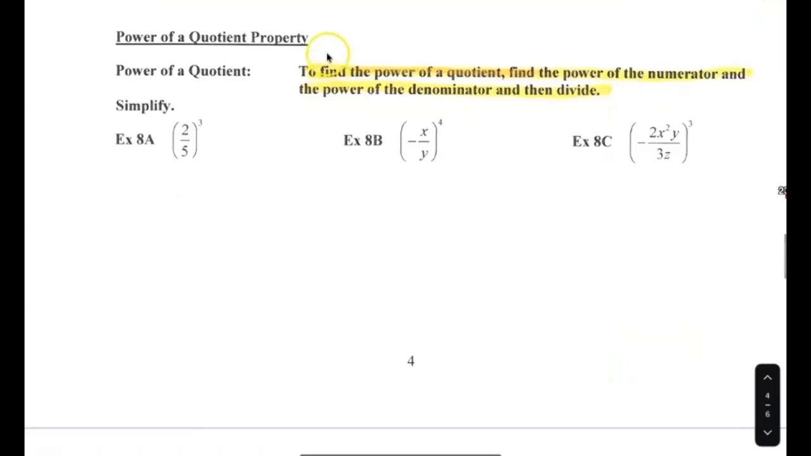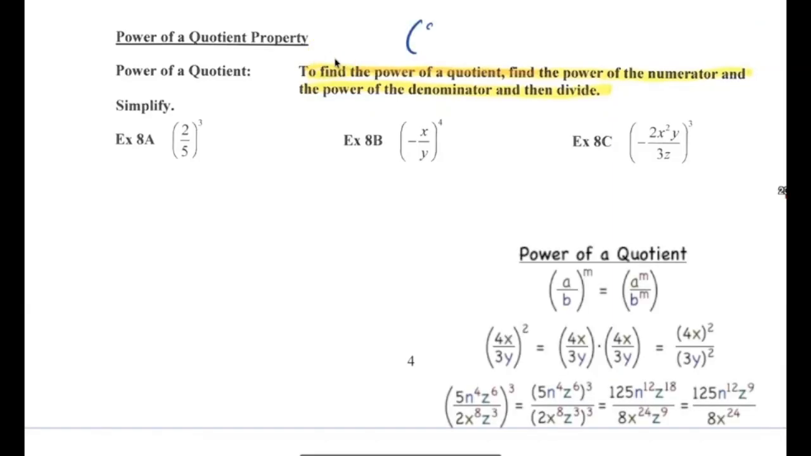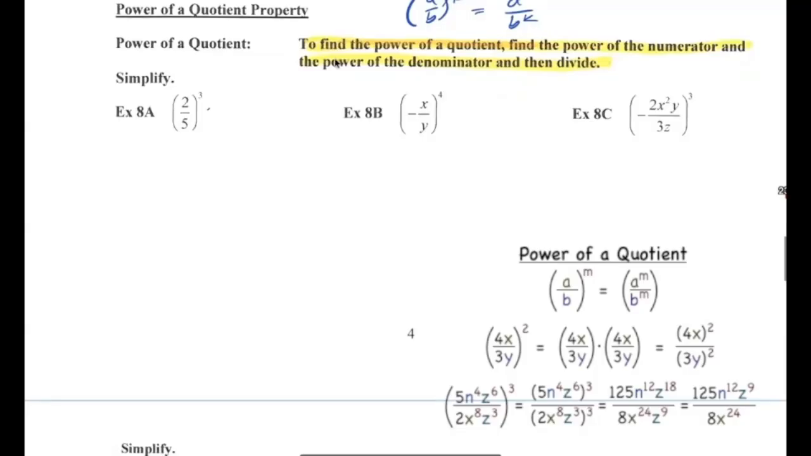And then the power of a quotient property. So this one I actually used, didn't realize I haven't explained it already. If you have two things in a fraction and they're raised to a power, that power distributes to both of them. It goes a to the k over b to the k. So I'm going to do the first one here. That 3 goes to both of them. I get 2 to the third over 5 to the third.